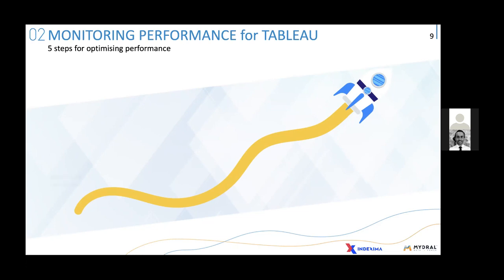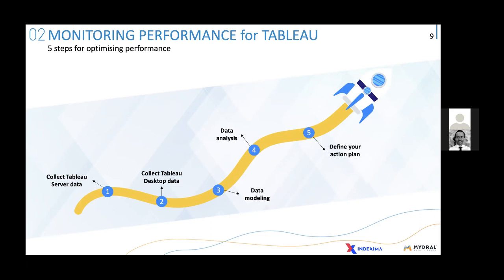And to solve that, we usually follow this 5-step process that we wanted to share with you today. And of course, the first one is that you're going to be collecting data from your server and desktop environments. You're then going to structure that data so that you can analyze it and understand what is happening. And finally, of course, you're going to define a plan of action.